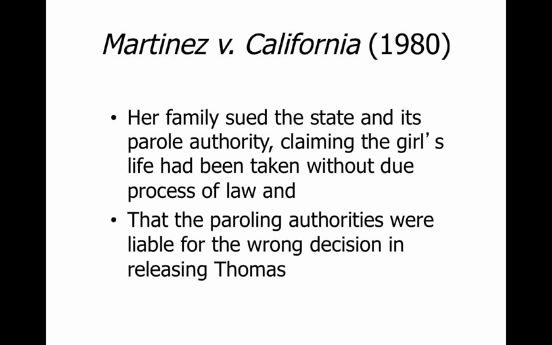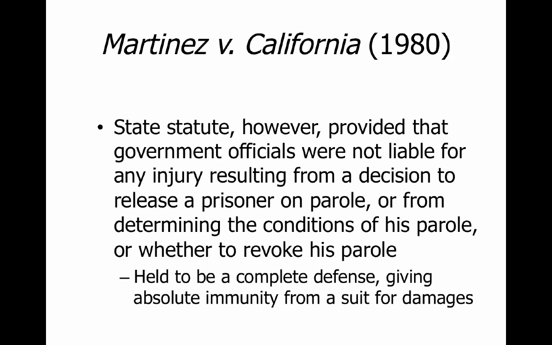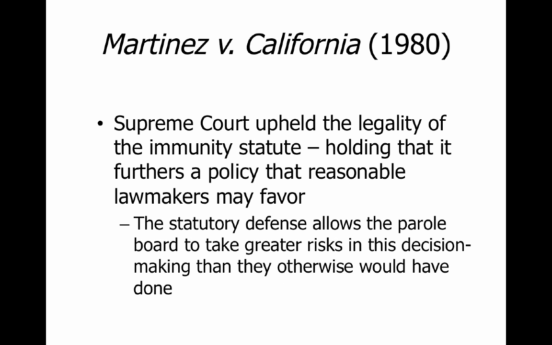Her family sued the state and its parole authority, claiming the girl's life had been taken without due process of law and that the paroling authorities were liable for the wrong decision in releasing Thomas. The state statute in that case provided that government officials were not liable for any injury resulting from a decision to release a prisoner on parole or from determining the conditions of parole or whether to revoke parole. It was held to be a complete defense, giving absolute immunity from suit for damages.